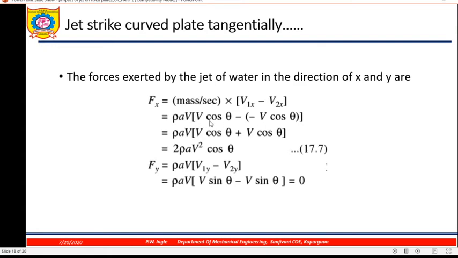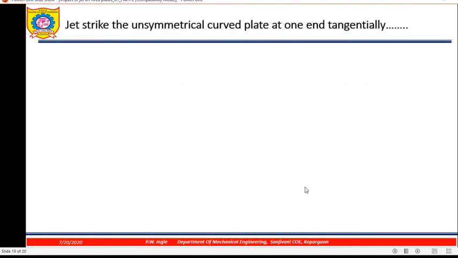So rho a v times (initial velocity minus final velocity). So you are getting rho a v times (v cos theta plus v cos theta). Therefore it is 2 rho a v square cos theta. Similarly Fy is rho a v times (v1y minus v2y). So it is v sin theta minus v sin theta, so it is 0.